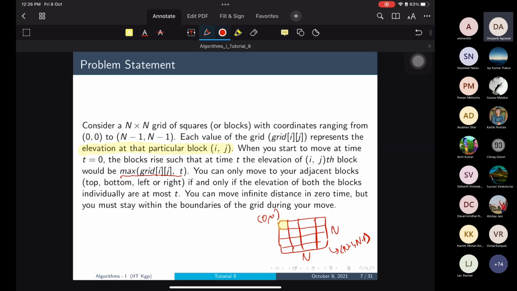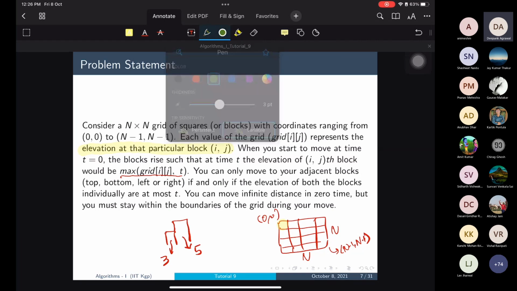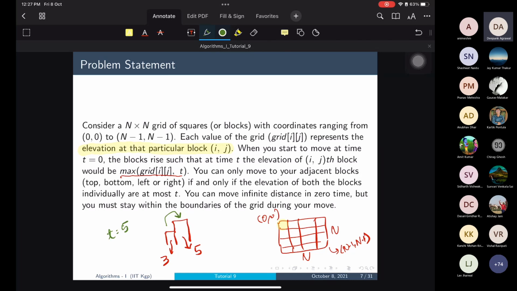Okay, so suppose these are two adjacent blocks. This has an elevation of 3 and this has an elevation of 5. You can move from this block to this block only at t equals 5. Is that clear? Because at t equals 5, the height of this block will become 5. Then you can directly move to the next block.